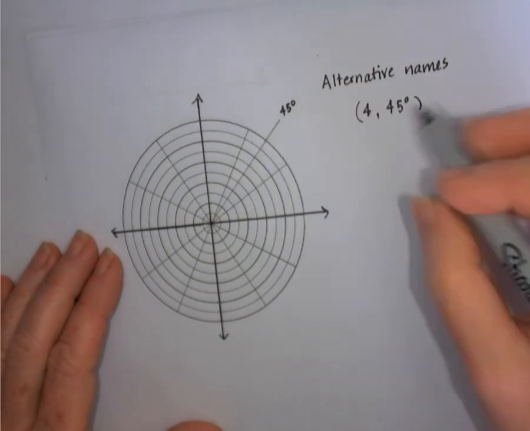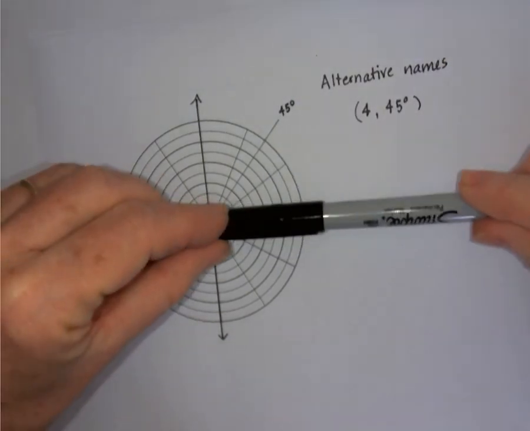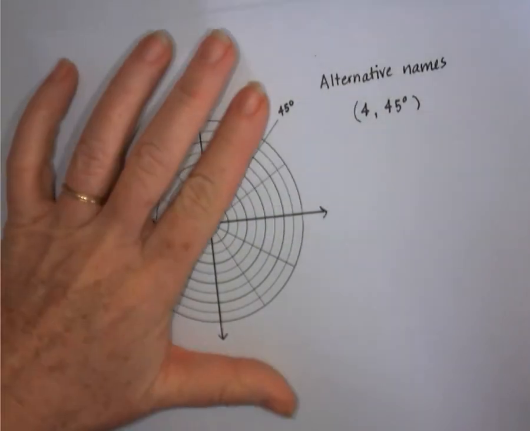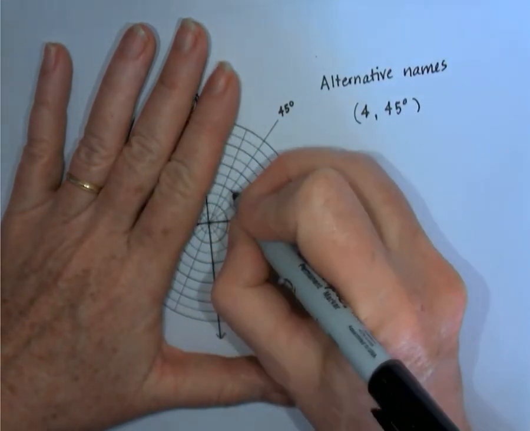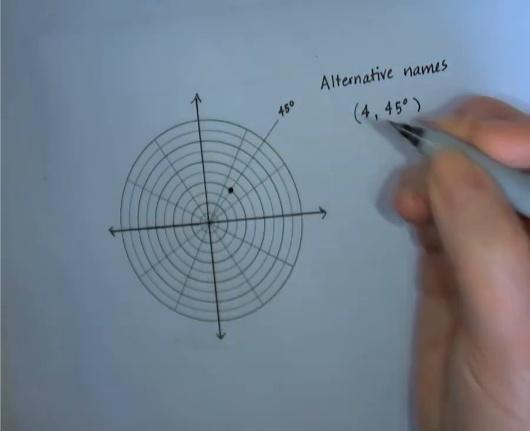And I know that I'm going to be going from facing due east to facing at a 45-degree angle, and then I'm going to take 4 steps outwards. So 1, 2, 3, 4, which is going to put me right over there.